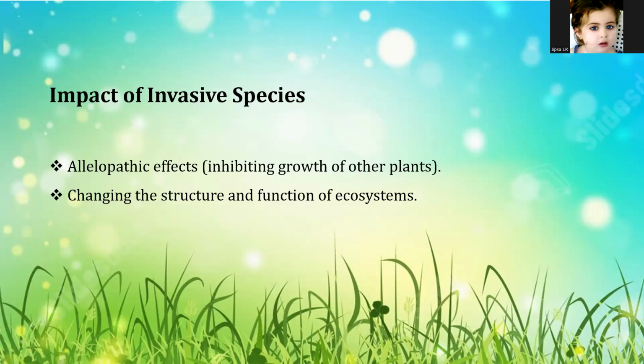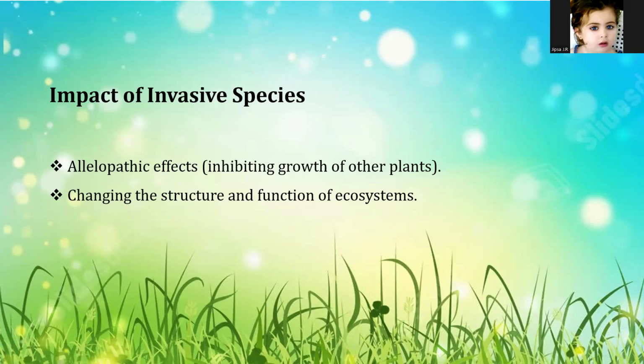The next point is changing the structure and function of ecosystems. That means beyond individual plant competition, invasive species can fundamentally rewrite how an entire ecosystem works. The structural changes mean physical architecture. For example, invasive vines like kudzu can blanket entire forests, breaking tree limbs and changing the physical layout of habitat. And habitat loss means when native plants die out due to competition or allelopathy, the animals that depend on them for food or nesting lose their homes.